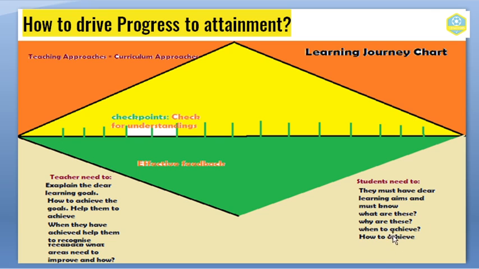When to achieve and how to achieve: these are the most important questions for the student. If a student is sitting in the classroom but doesn't know what exactly I'm going to do in the history class, in the English class, in the science class, how I'm going to do it, why I'm going to do it, when I'm going to do it, then there's a question mark.